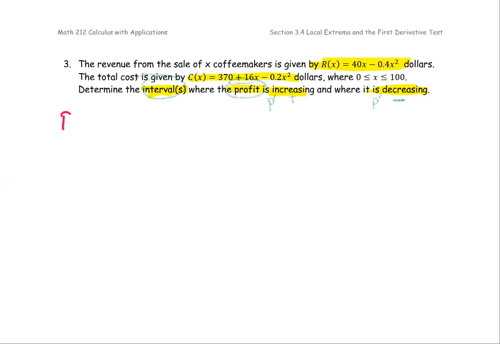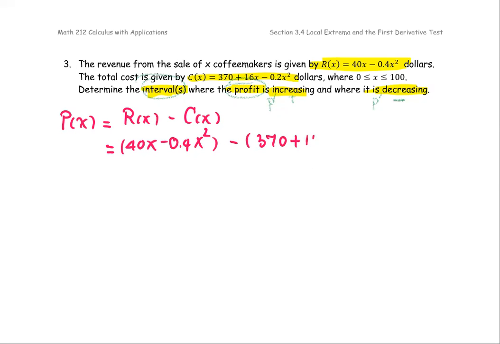Starting from setting up the profit function, the profit is the revenue minus the cost. The revenue is 40x - 0.4x², subtracted by the cost function 370 + 16x - 0.2x². We're going to simplify all the way. Before we simplify, take away the grouping symbols and then look for like terms.